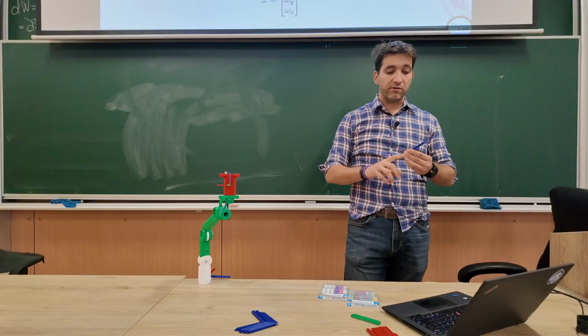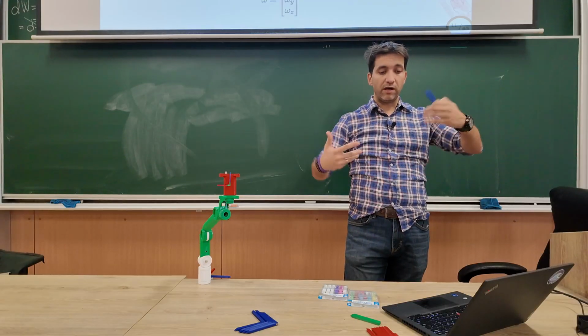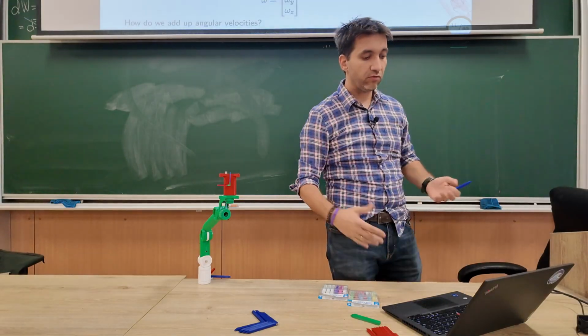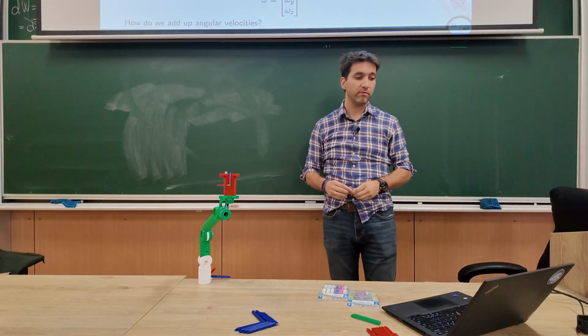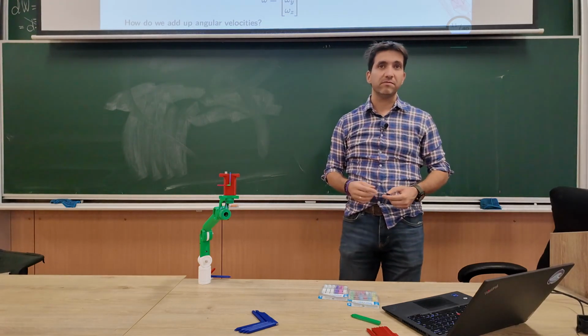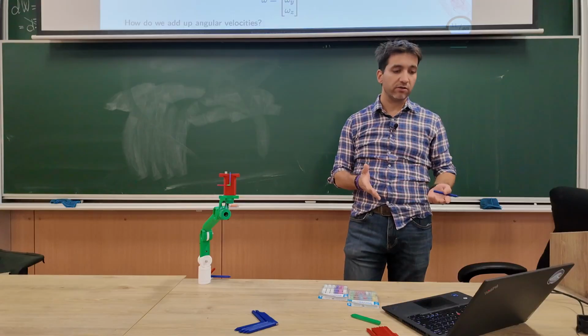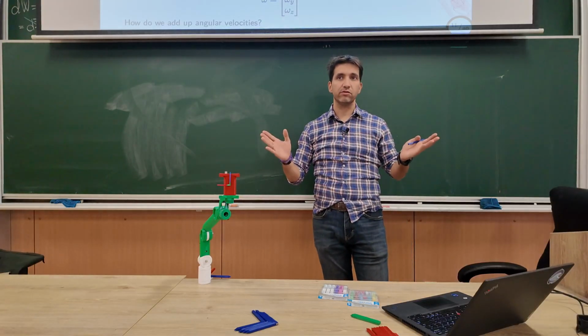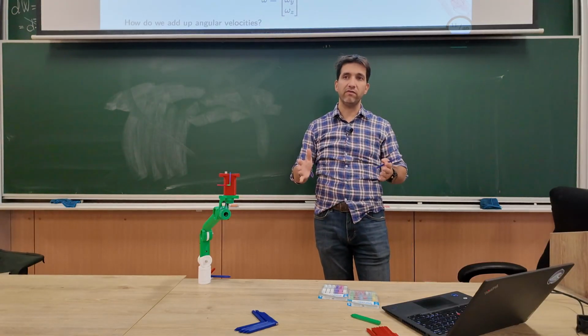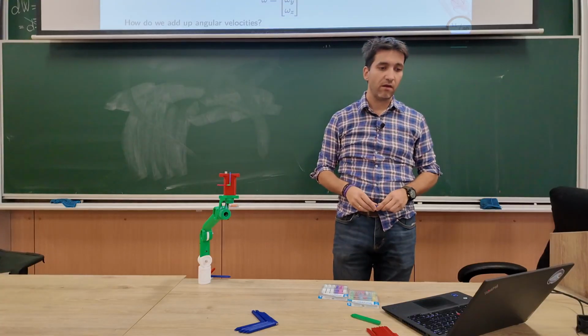If I have an object that rotates with two angular velocities, let's say I have two vectors, how can I add them up? Same thing, no problem. It's vector addition. If I have two vectors, I can calculate the combined effect by adding them together.